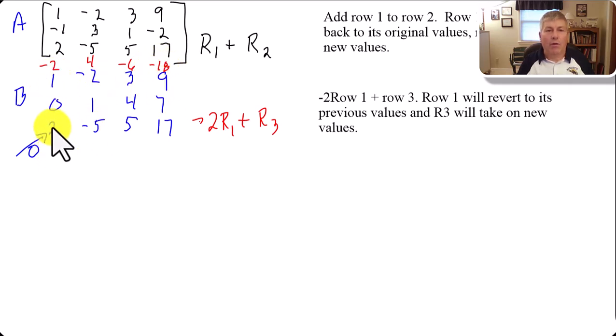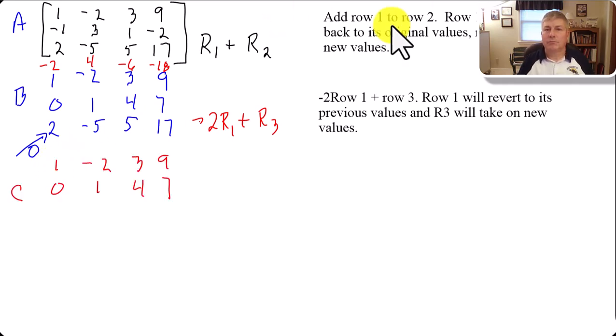I add it to row 3, and I'll get a new matrix where my top row stays the same, my middle row stays the same, and then my bottom row, my new row 3: -2 plus 2 is 0. 4 minus 5 is -1. -6 minus 5 is -1. And -18 plus 17 is -1.